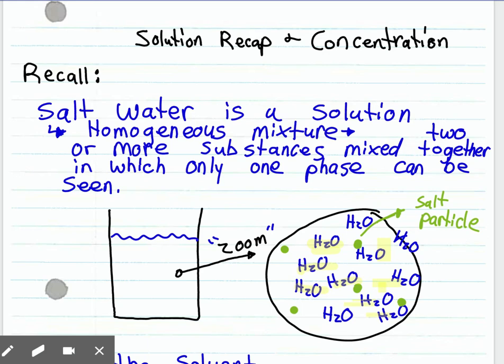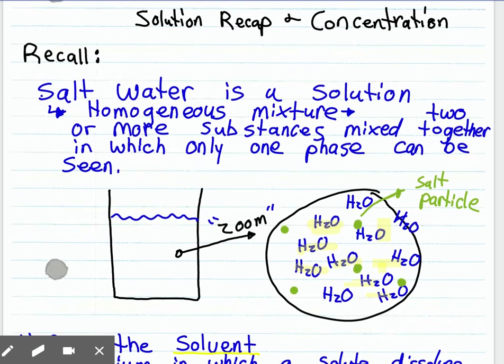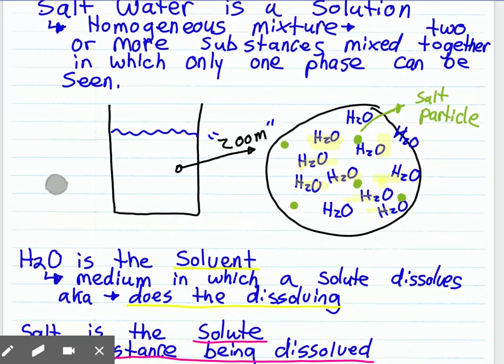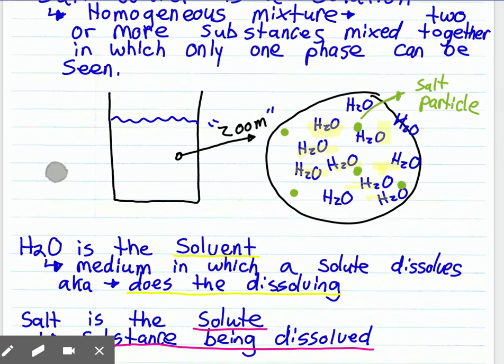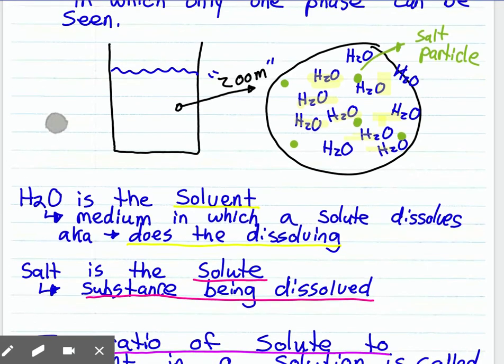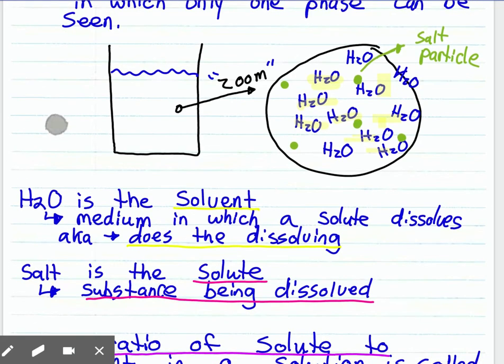We may have talked a little bit about how the salt dissolves. It gets broken apart into ions, but there's still the particles that came from the salt. Now, there's some terminology about solutions that I want to remind you of: solvent and solute. We have seen these words before. Water is the solvent because it is what does the dissolving. And our salt is the solute, because it is the substance that is being dissolved.